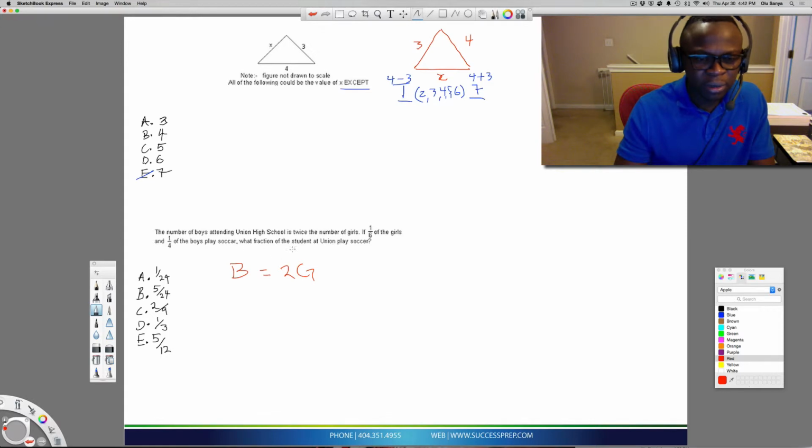Now, what a lot of people try to do at times is write 2b equal to g, and that's not true. What I like to do in this situation is ask myself, which one is the bigger value?